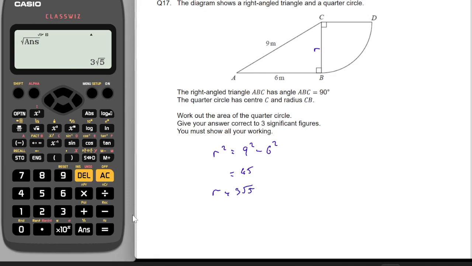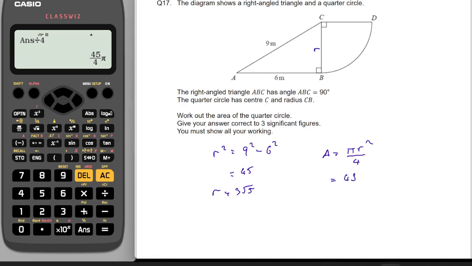Work out the area of the quarter circle. So the area of a circle is going to be equal to pi r squared, but we want a quarter, so we want that divided by 4. And we've got the radius here on our calculator. If we've gone decimal, it doesn't really matter, provided we use the same value. So shift pi times the answer that I just had squared. And actually, we could have used 45 there. And then I want to divide that by 4.